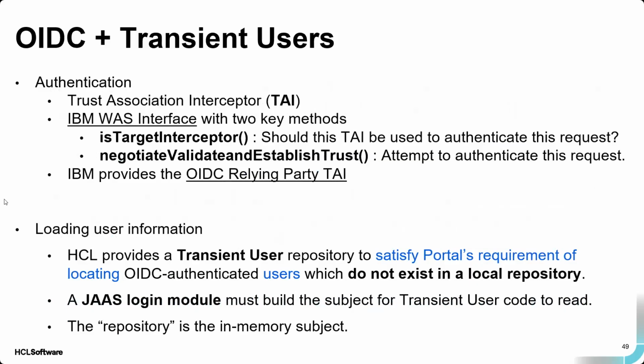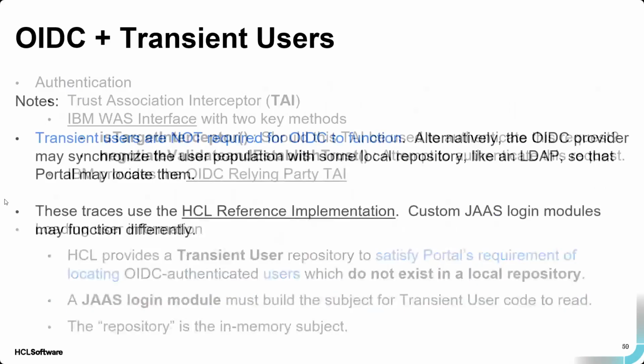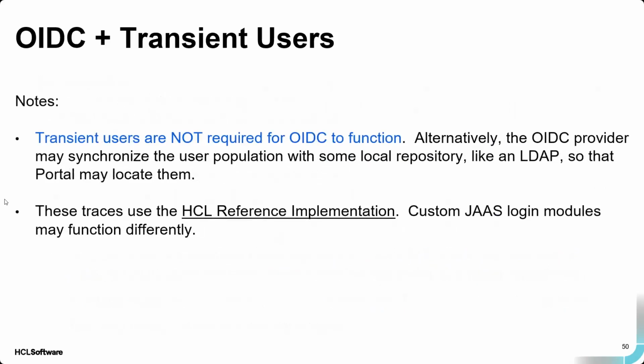And the biggest hurdle in getting this implemented is choosing how to write the JAAS login module that actually builds the subject that the transient user code reads from. And you'll see what I mean when I say subject here in a moment. That is the representation of the user in memory. Understand, transient users are not required for OIDC to function.